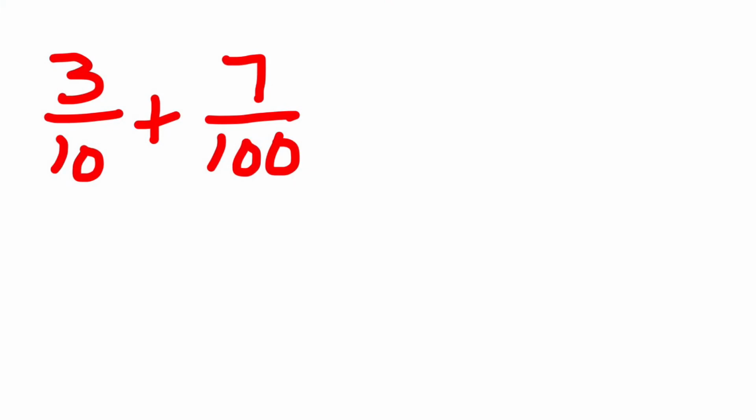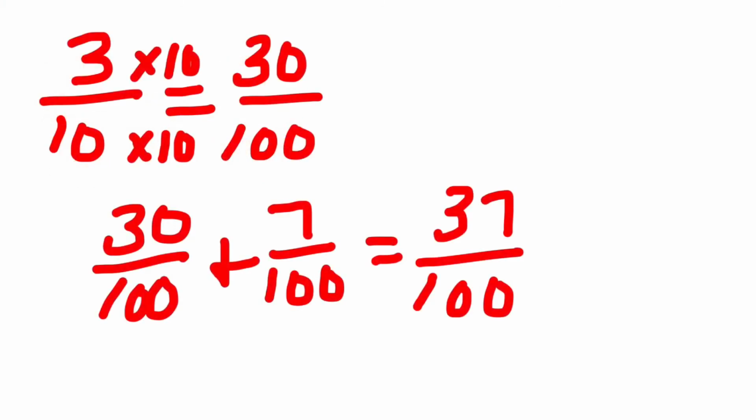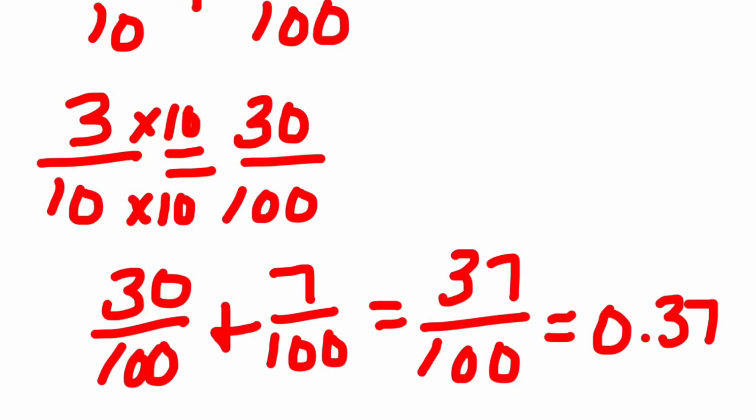The first question asks me to find the sum of 3 tenths plus 7 hundredths. So I first notice that I have 3 tenths and 7 hundredths, and I don't have the same denominator. So I start by finding an equivalent fraction for 3 tenths with a denominator of 100, which would be 30 hundredths. 30 hundredths plus 7 hundredths is equal to 37 hundredths. So there I have my fraction of 37 hundredths, but I also need to show that as a decimal. Since I don't have a full whole, I would have 0 and 37 hundredths as my decimal.